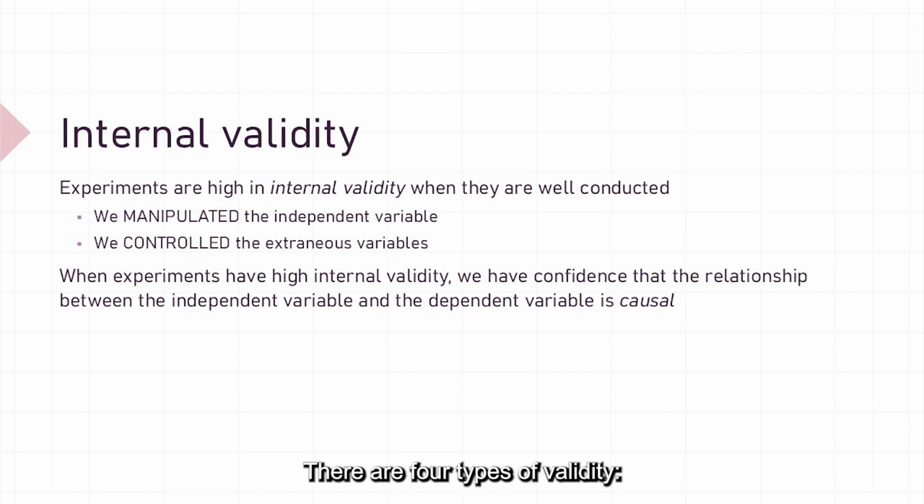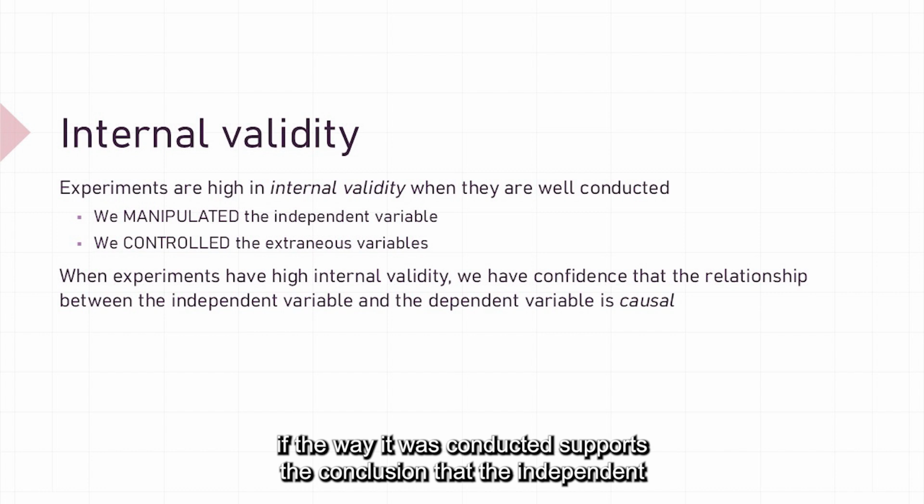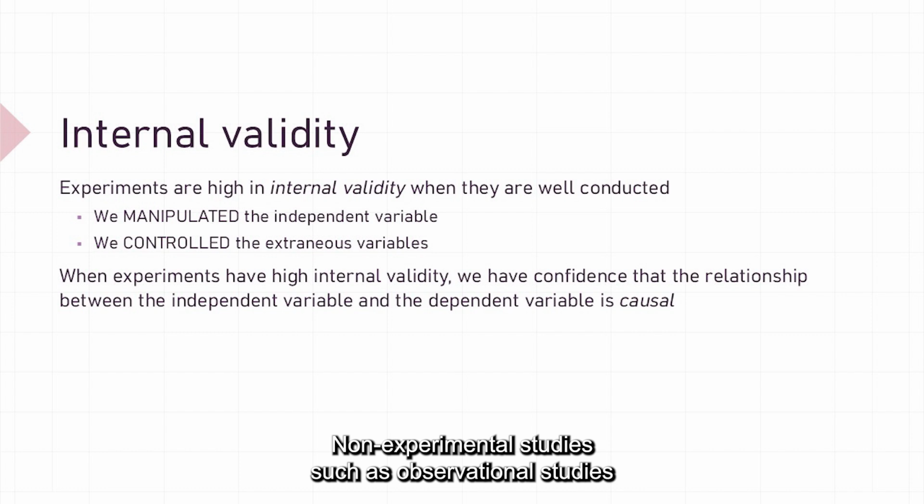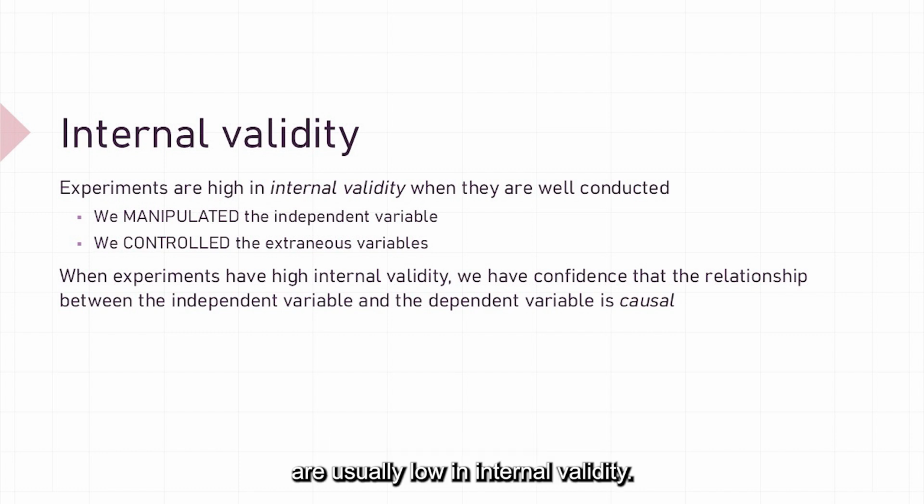Now let's move to the next topic of our lecture: validity. There are 4 types of validity: internal validity, external validity, construct validity, and statistical validity. An empirical study has high internal validity if the way it was conducted supports the conclusion that the independent variable caused any observed differences in the dependent variable. Non-experimental studies, such as observation studies, are usually low in internal validity.